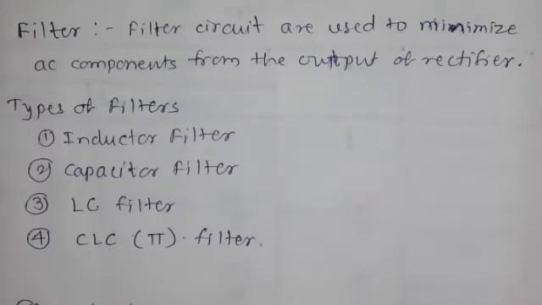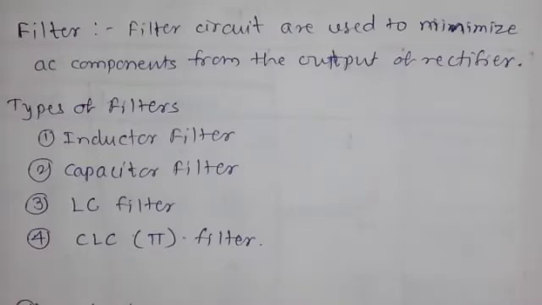In the previous lecture, we have seen the different types of rectifier. What is the purpose of a rectifier? It is used to convert AC into DC. That is the purpose of a rectifier. But in actual practice, the output observed from a full-wave rectifier or bridge rectifier is in pulsating form. It is not perfect DC.